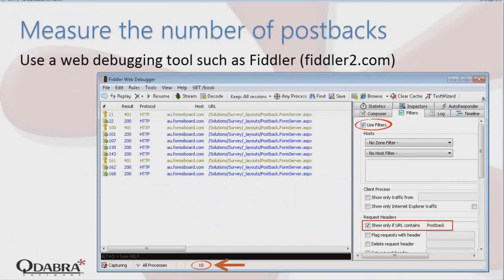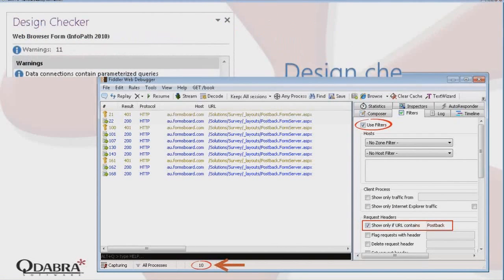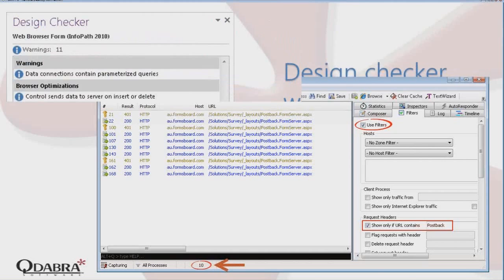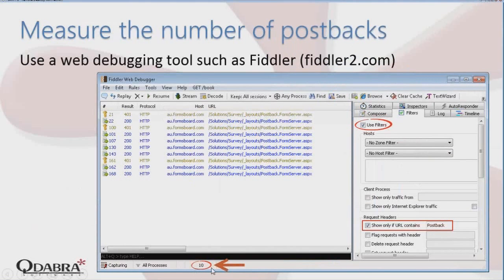Right here on this right pane, there is a handy feature. You're able to use filters, and you specify the keyword postback for the filter, and then it should return just the results for the postbacks. And down here you can see I have 10. I don't know why my cursor is not showing. Okay, here we go. All right, so down here you'll see the number of postbacks.